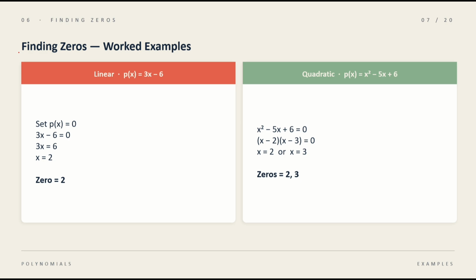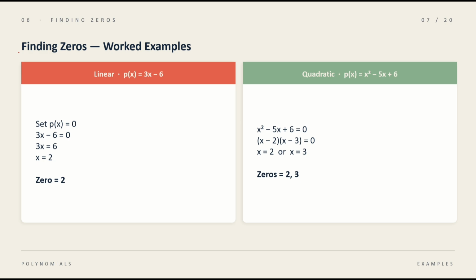After equating, adding 6 to both sides, the equation gives rise to 3x is equal to 6. After dividing by 3, x is equal to 2. Here the zero is equal to 2. That means it is a linear polynomial, hence the number of zeros is 1.